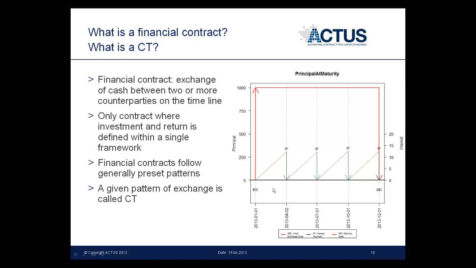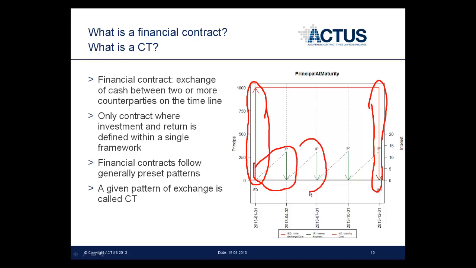Here, for example, we see an outgoing cash flow, which is then followed by a payback here. Here we see a series of interest accruals and payments, etc. Finally, and this is maybe the most astonishing fact, the number of patterns is rather small and manageable.